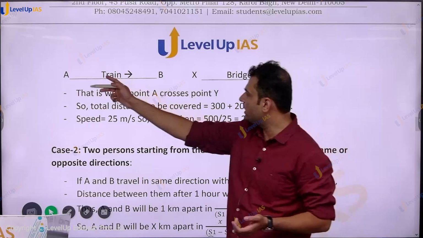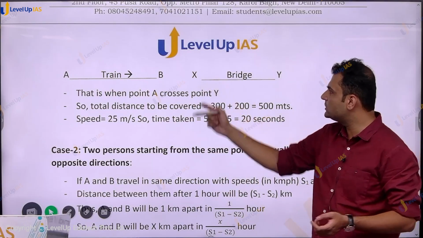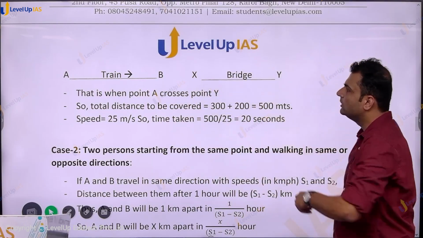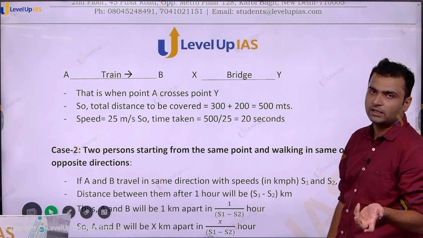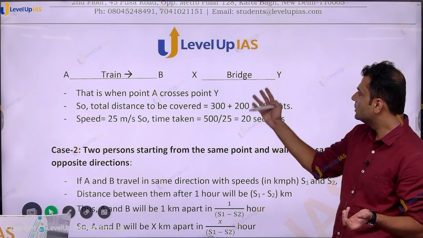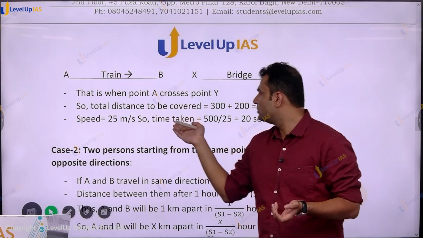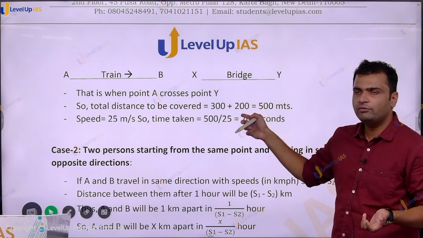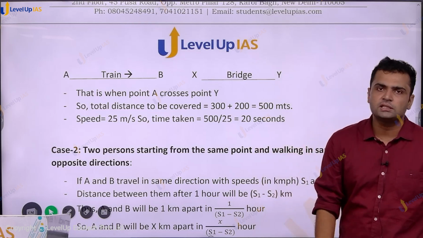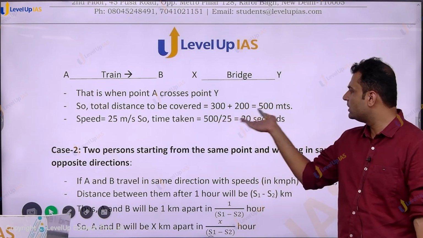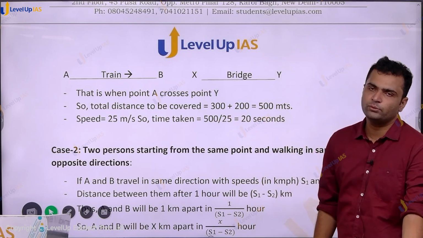So AB train is coming up, B will get on the bridge, B will come, but only when A leaves the point Y, then only we can say that train has left the bridge. So total distance to be covered is length of bridge plus length of train, which is 500 meters, and speed is 25. So time taken is distance upon speed, which is 500 by 25, 20 seconds. So it will take train 20 seconds.